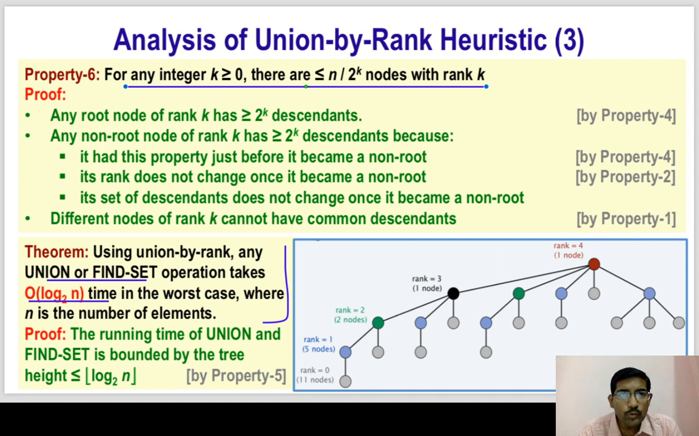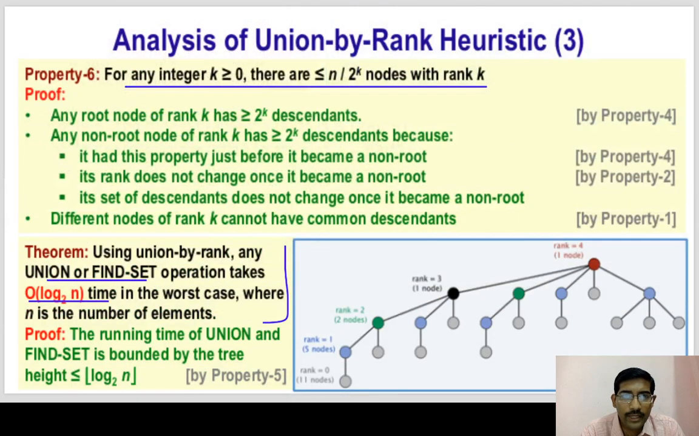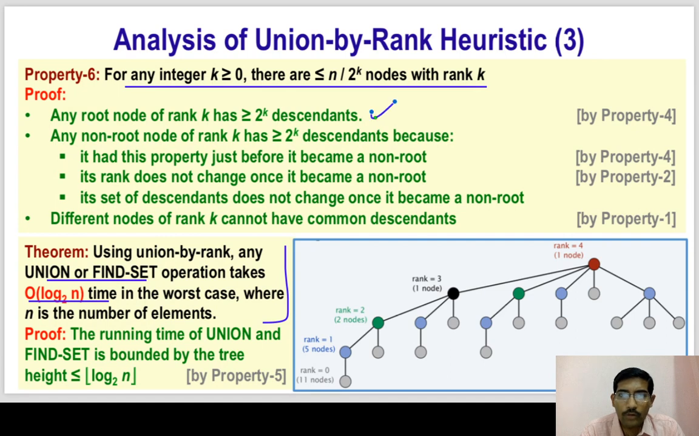First of all, any root node of rank k has 2 to the power k descendants. We just proved it in property 4 that any tree root node of rank k has 2 to the power k nodes. So therefore, any root node of rank k must have 2 to the power k descendants. What about the non-root nodes?